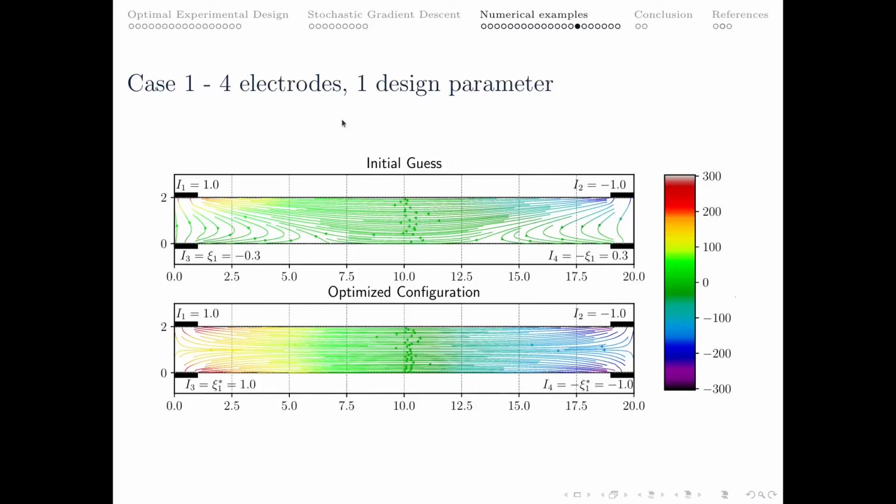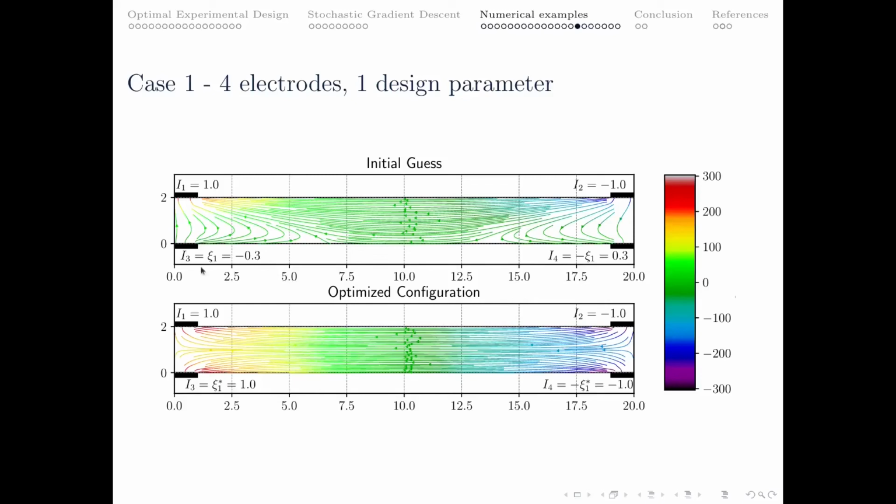So what is the first case that we will be looking at? It's this one, where we have 4 electrodes, 2 with fixed values, and we have only one design parameter that defines this electrode current. Note that the other electrode has its value given by the Kirchhoff law, which requires that the sum of all the currents be 0.